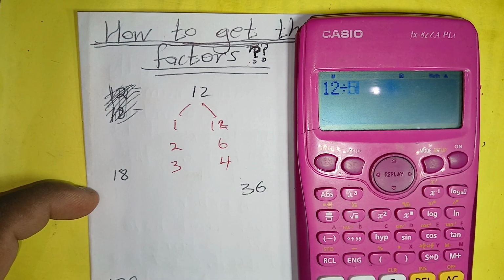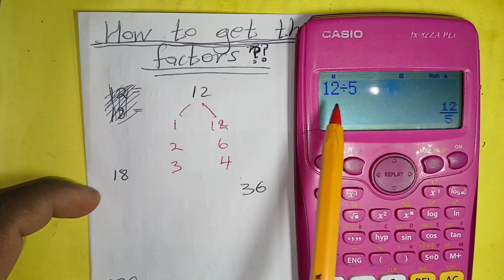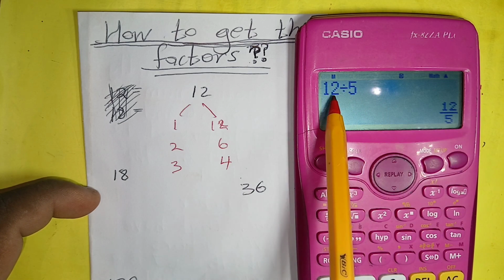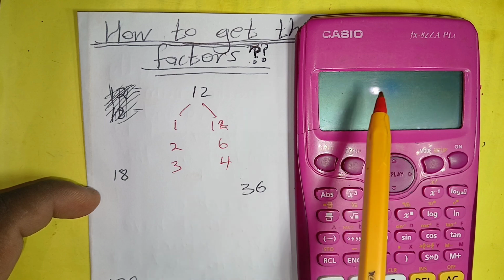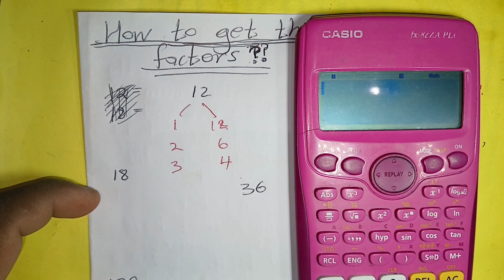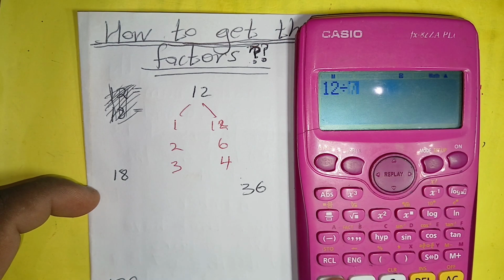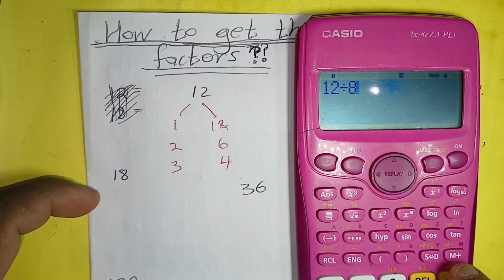What about 5? 5 is not a factor, because we get a fraction, meaning that 5 cannot divide 12. Let's say 12 divided by 6. 6 is the repeating factor, as you can see. But 7 is not a factor, even 8 is not a factor, even 9 is not a factor. Because you get fractions there.